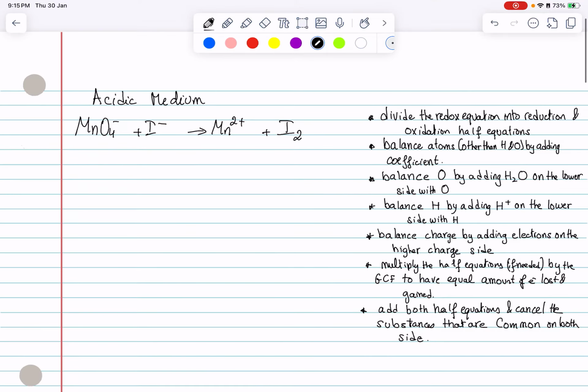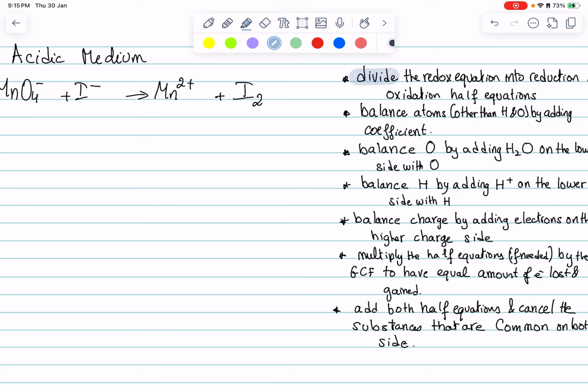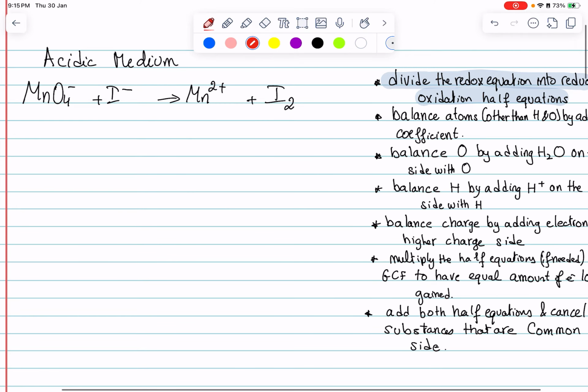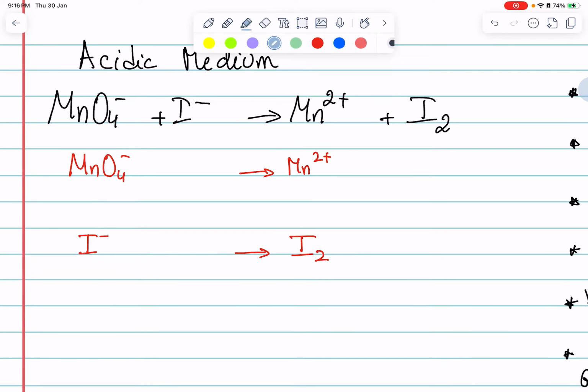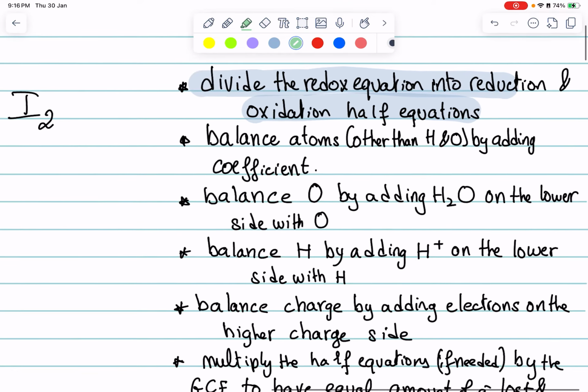I've written here the steps that you need to follow when balancing a redox equation. So I'll start step by step. As mentioned, divide the redox equation into reduction and oxidation half equations. So here's the given redox equation. I'm going to split it. MnO4 minus gives manganese ion, Mn2 plus, and I minus gives I2. That is step 1.